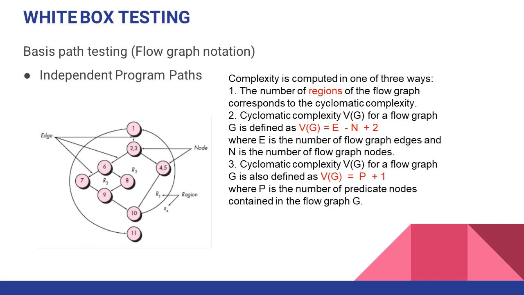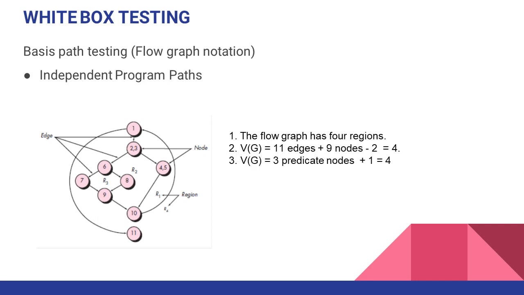Or the cyclomatic complexity is also defined as V(G) = P + 1, where P is the number of predicate nodes contained in the flow graph. So, we have already calculated the number of edges, nodes and predicates. Using this, we can calculate the cyclomatic complexity. Here it is showing that we can have 4 independent paths.